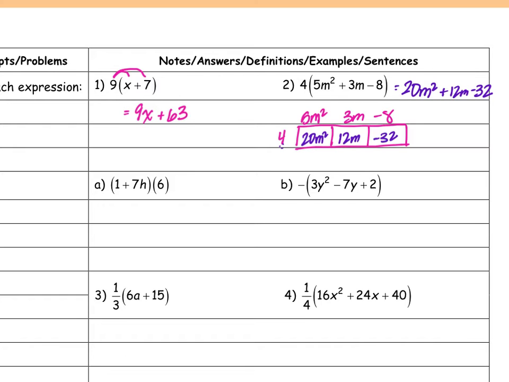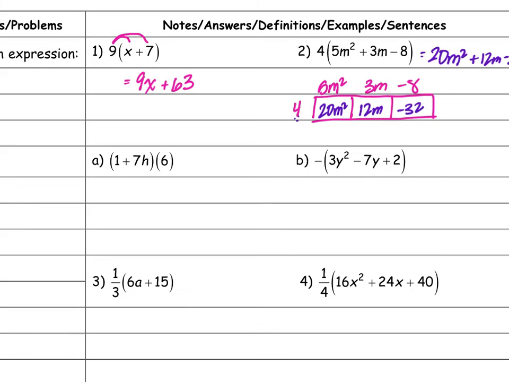Okay, so I want you to answer A and B. Okay, so I'm going to take this 6, I'm going to distribute it through, and I get 6 plus 42h. And I know that some of you wrote it backwards. You wrote 42h plus 6. That's okay, because you kept the signs the same. So either 42h plus 6 or 6 plus 42h is perfectly fine for your answer.